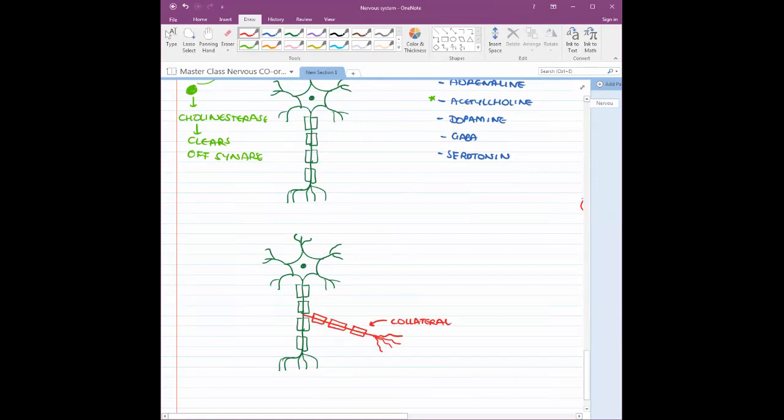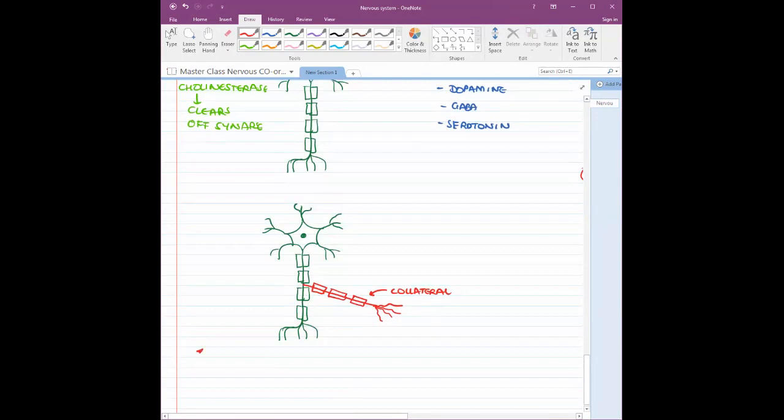Okay. Now, one more thing, very important. Your neurons do not multiply at all. Neurons never multiply. And why don't they multiply, guys? They don't multiply because they lack centrioles.